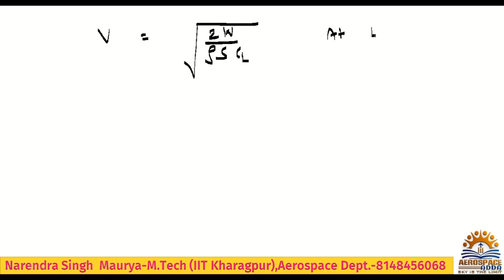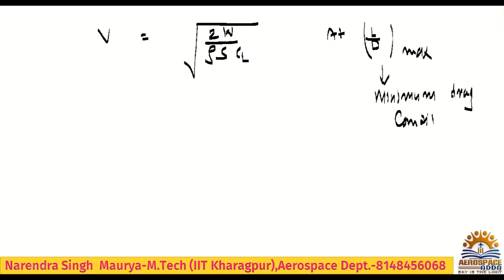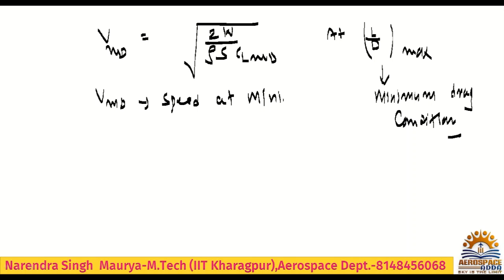At L by D max, this condition is also called, you need to remember, the minimum drag condition. Hence, whatever the velocity you may have, V_md, and whatever the lift coefficient you may have, C_L_md. So what is the meaning of V_md? It is the speed at minimum drag. MD means minimum drag.